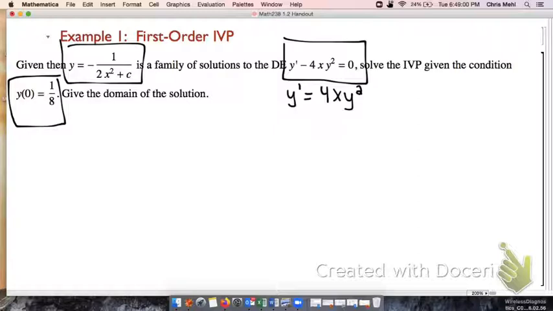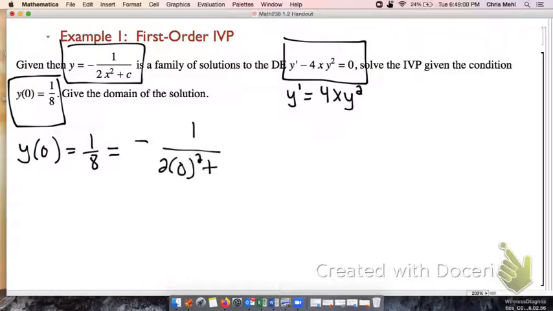So now I'm going to do that first. I know that y of 0 equals 1/8 has to also equal negative 1 over 2 times 0 squared plus c.